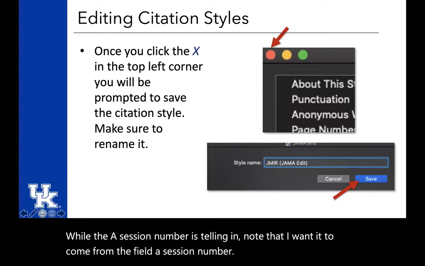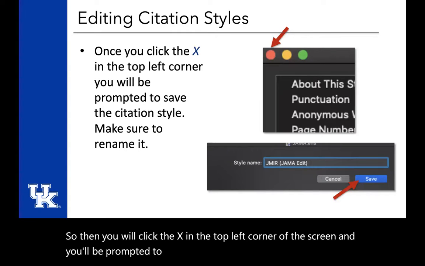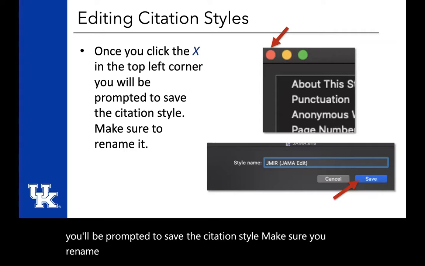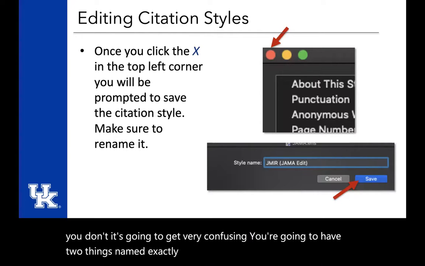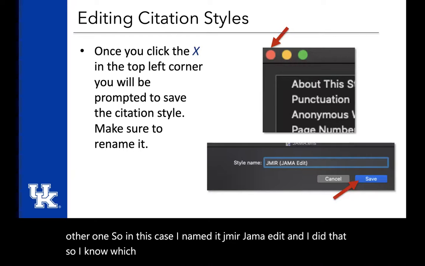So then you will click the X in the top left corner of the screen and you'll be prompted to save the citation style. Make sure you rename it. If you don't, it's going to get very confusing. You're going to have two things named exactly the same, or you might save over the other one. So in this case, I named it JMIR, JAMA Edit. And I did that so I know which style I edited in order to get the JMIR citation style.